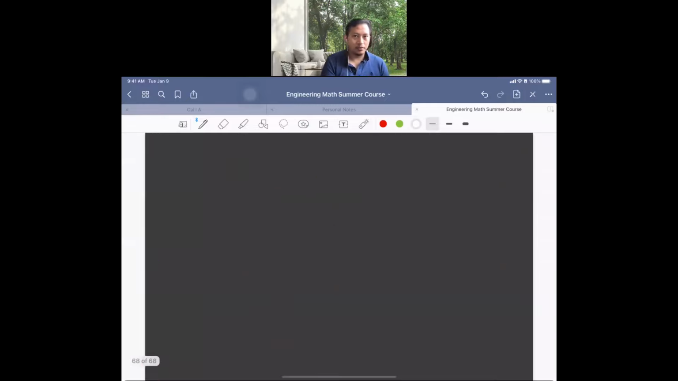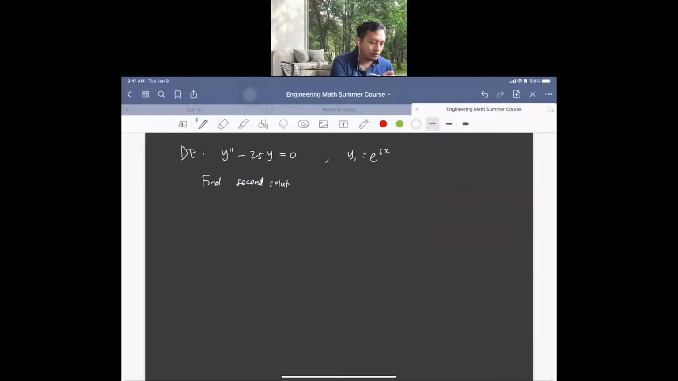Suppose that we have the differential equation y double prime minus 25y equals 0, and suppose we have a known solution y1 equals e to the power of 5x. Find the second solution y2(x).